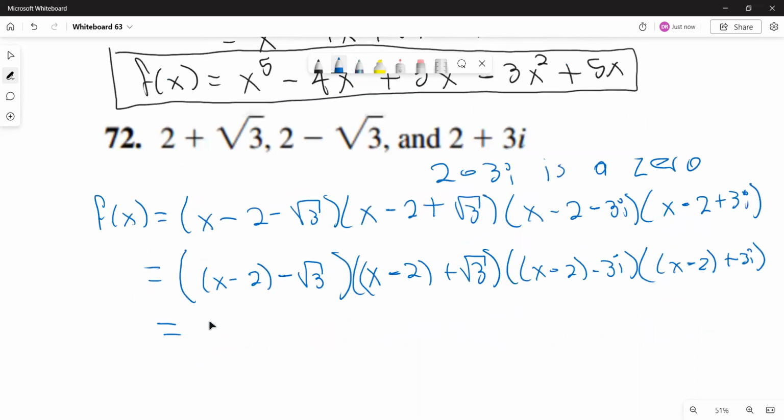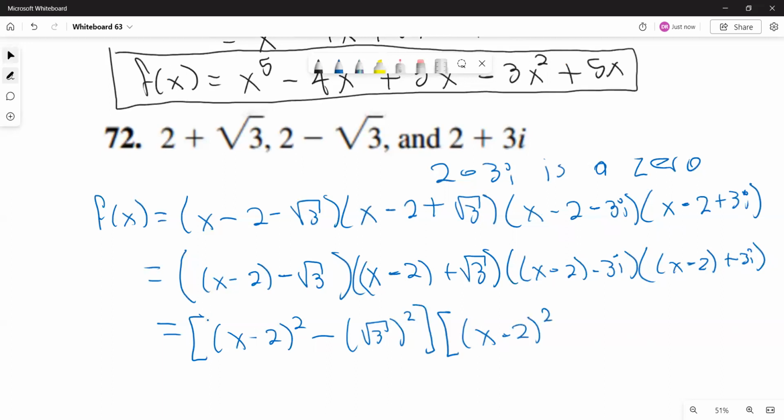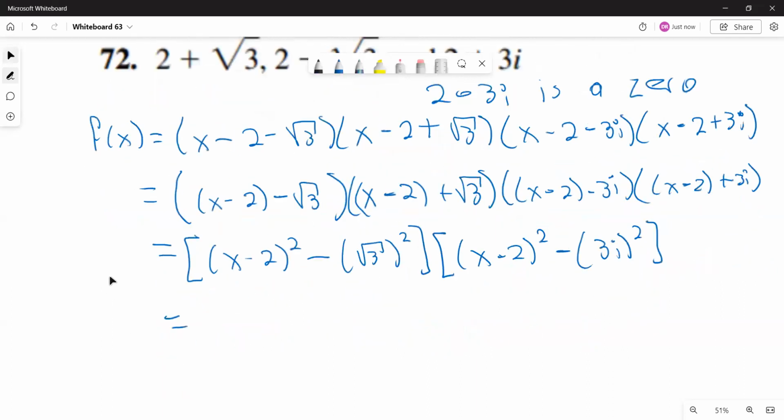So x minus 2 minus square root of 3 times x minus 2 plus square root of 3 is going to be x minus 2 squared minus square root of 3 squared. And x minus 2 minus 3i times x minus 2 plus 3i is going to be x minus 2 squared minus 3i squared. We're moving forward.